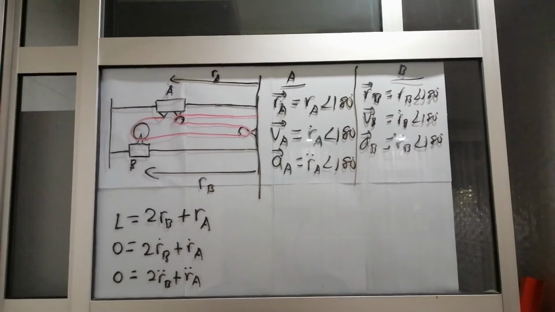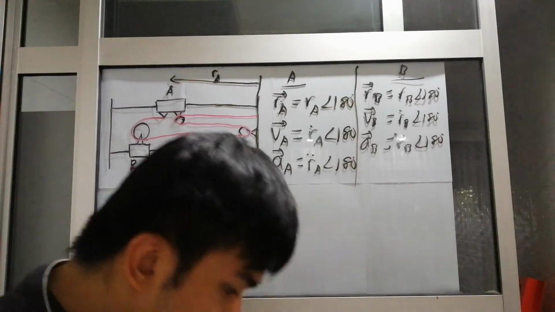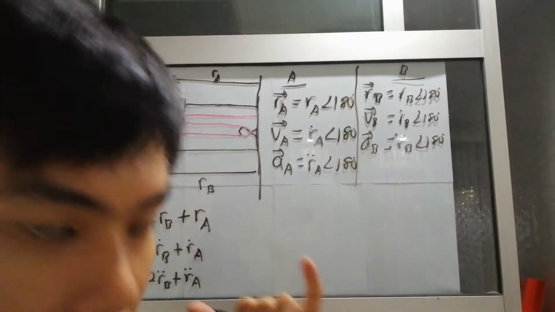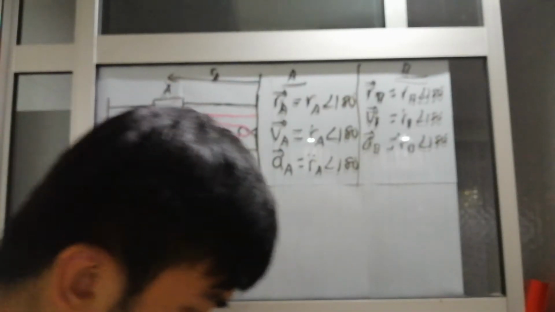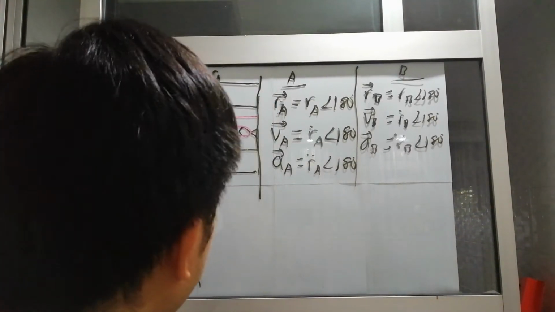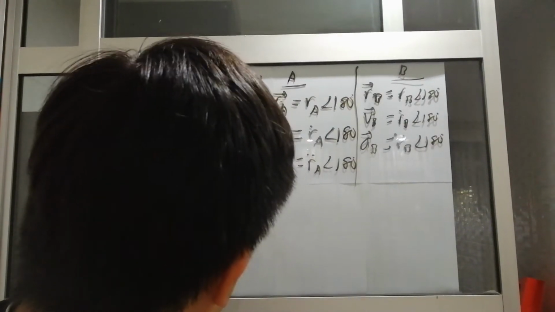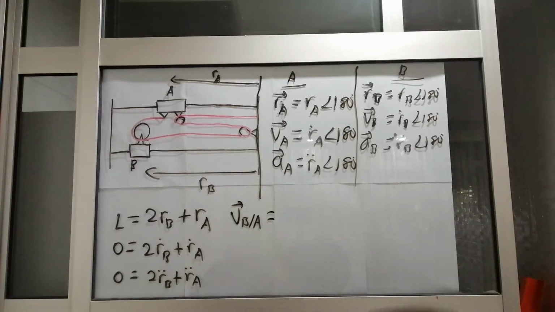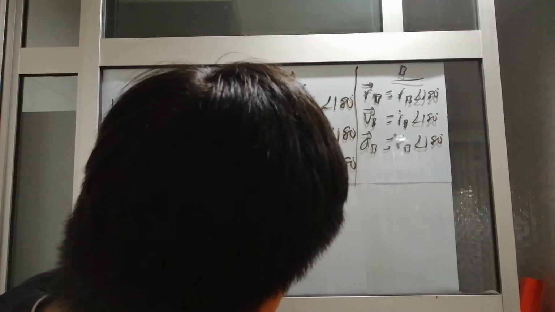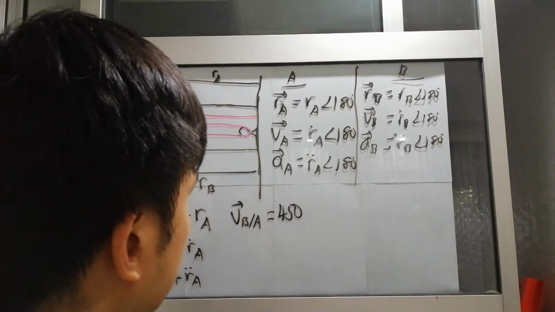So let's try to solve this question and see how this goes, right? So the question says that after 6 seconds, the relative velocity of B with respect to A is 450 millimeter per second. So in other words, they are trying to tell us this, okay? Velocity of B with respect to A is equals to 450 after 6 seconds.